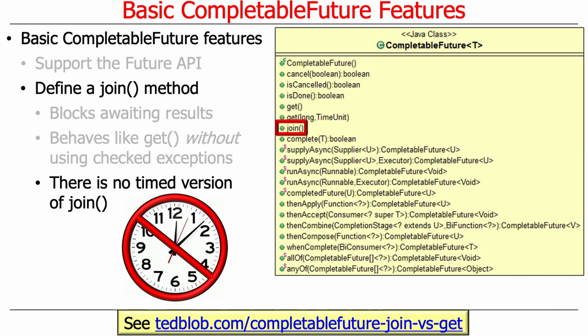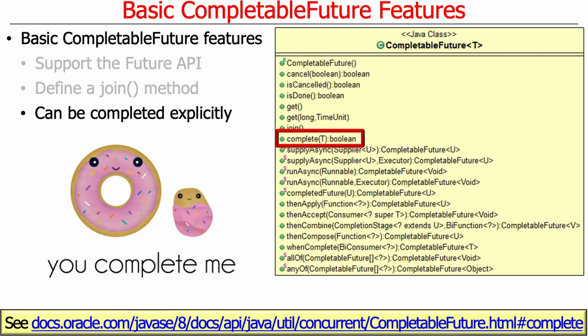Oddly enough, there is no timed version of join. I guess the motivation for that is they really don't want you to be using the timeout version of get, so they don't want to propagate that with a timeout version of join. But anyway, I've always thought that was a little bit odd.